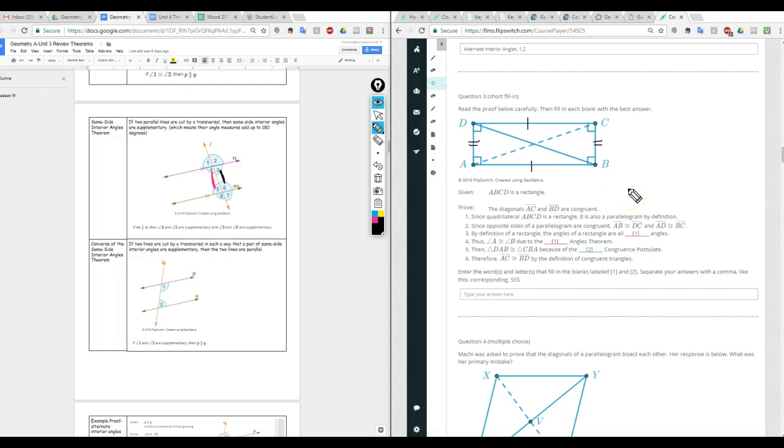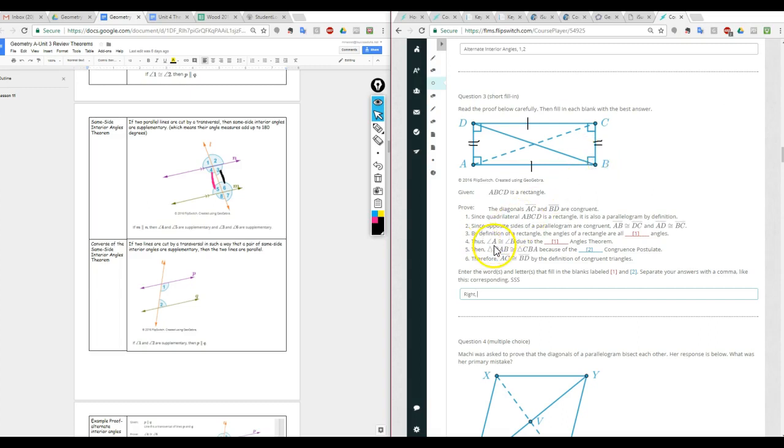By definition of a rectangle, the angles of a rectangle are all right angles. And right angles equal 90 degrees. So the reason I know that it's a right angle is right here. It's marked in a square.